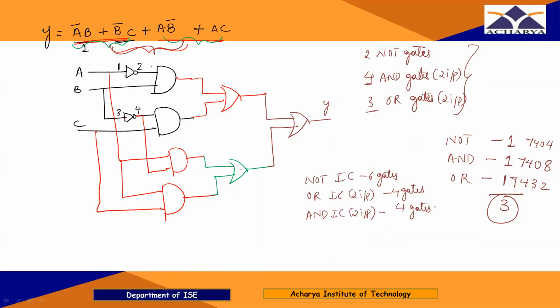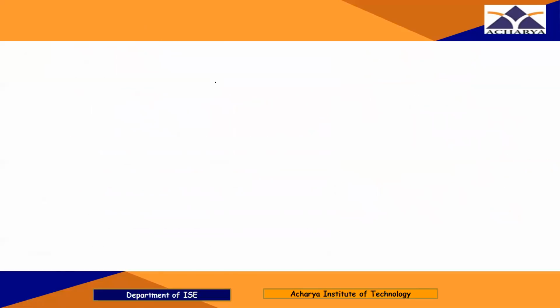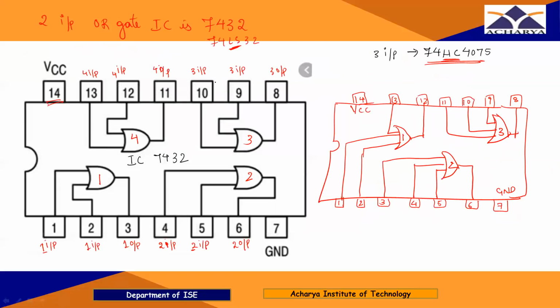So here pin number 1, 2 are the input, 3 is the output, 4, 5 input, 6 is the output, 8 is the output, 9, 10 are the input, 11 output, 12, 13 are the input, right? So the pin numbers of two input gates are also the same. Out of four gates I'm using only 1, 2 and 3. So I'm using first one, second one and third one. I'm not using this fourth one because for my circuit I need only 3 gates, right?